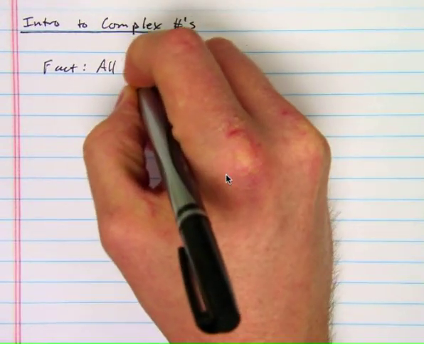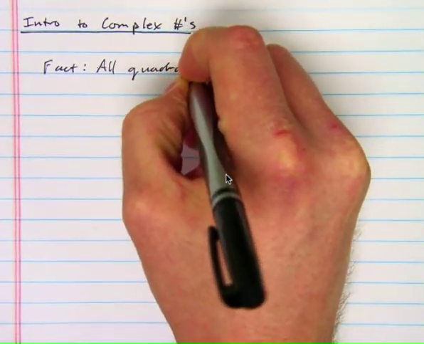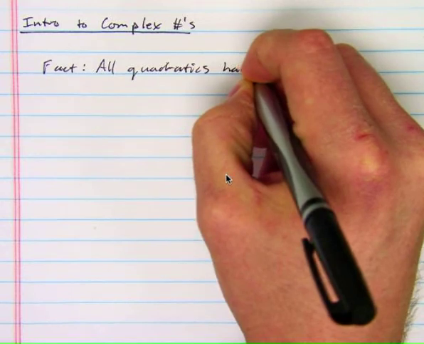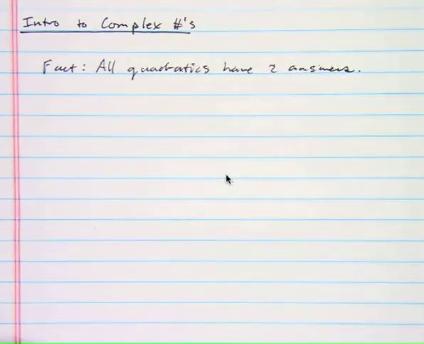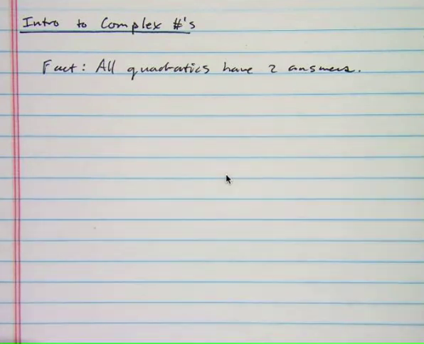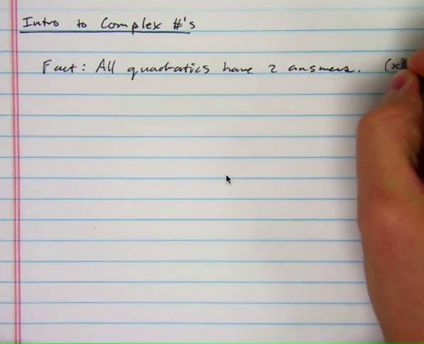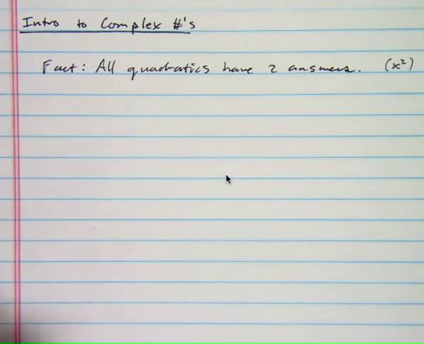All quadratics have two answers. Now, quadratics are whenever you have an x squared. So everything we do that has an x squared should have two answers to it.